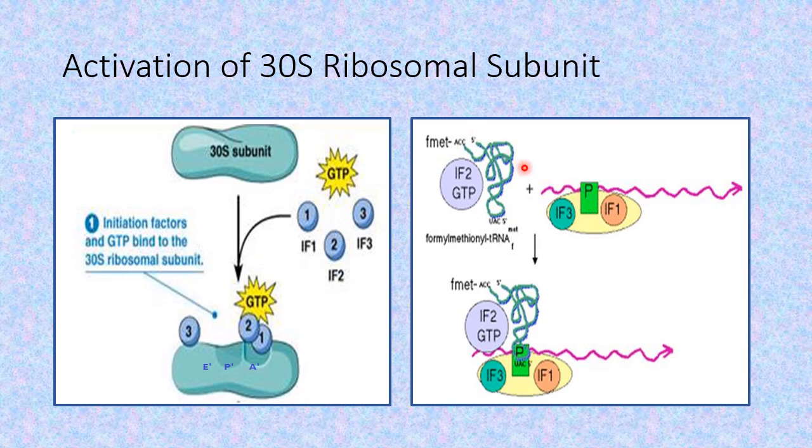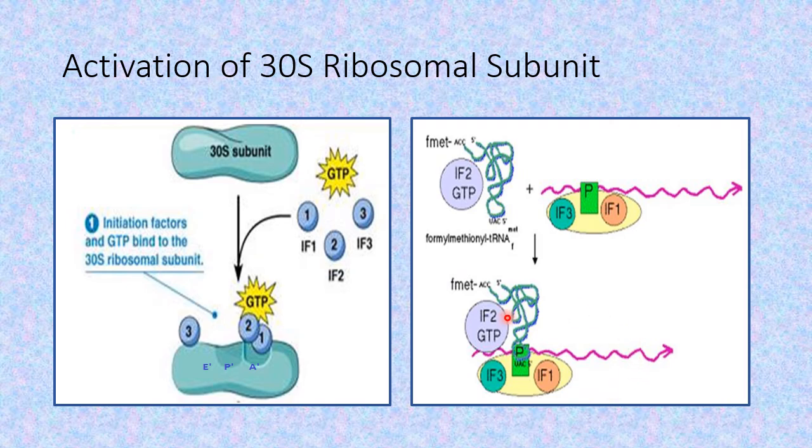in this particular region of the smaller subunit. And the charged transfer RNA with the formyl methionine is the only transfer RNA which comes and associates itself with the P site, because when we see the elongation part, we'll see that all other charged transfer RNAs first come and associate with the amino acid site. But this formyl methionine associates with the P site.